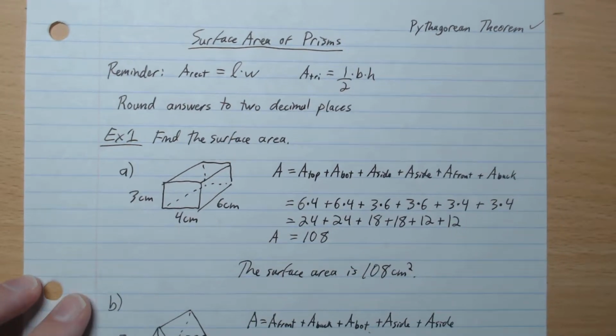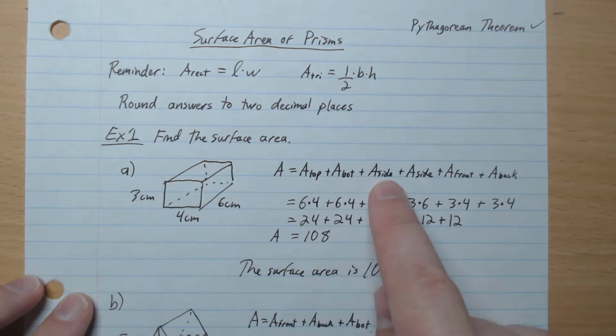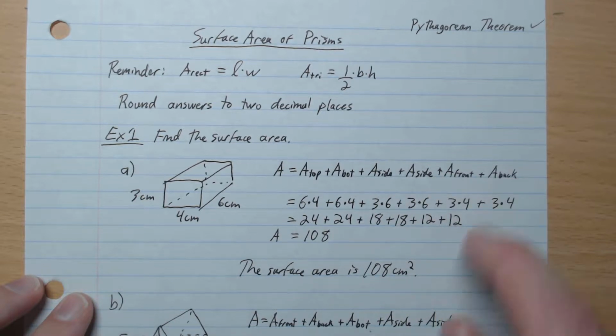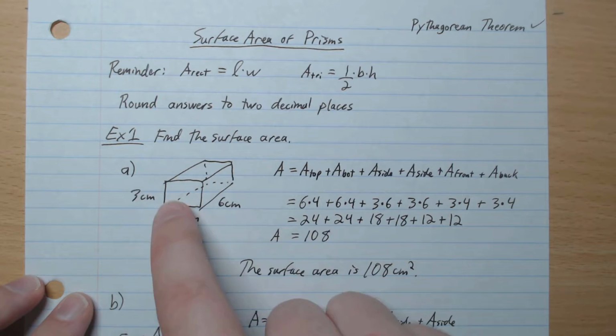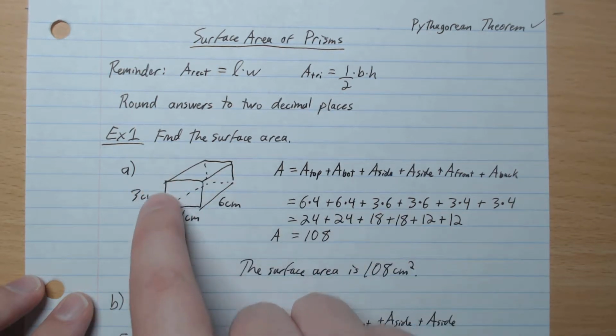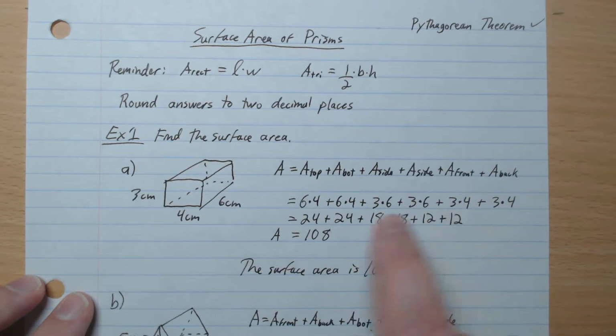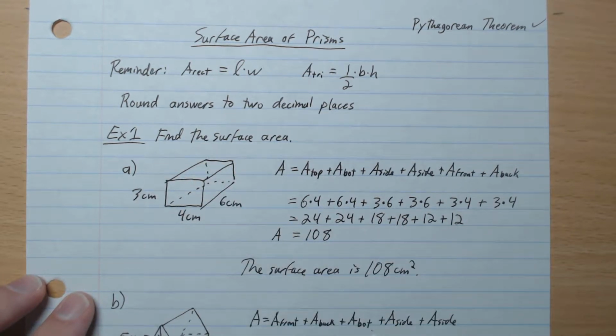Find the surface area. We have a rectangular prism here. We can divide it up as top, bottom, side, side, front, and back. So we have top 6 times 4, bottom 6 times 4, side 3 times 6, side 3 times 6, front 3 times 4, and back 3 times 4. We calculate that up, and the area is 108. So the surface area is 108 centimeters squared.